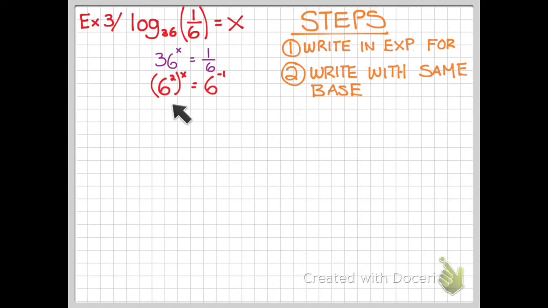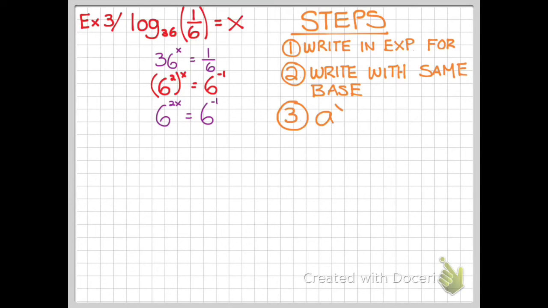So now I have the same base on both sides. I can simplify this a little bit so that I get 6 to the 2x, using the power of a power property, equals 6 to the -1 power.